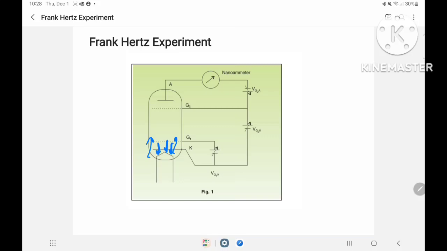This happens more at the tip of the filament because the curvature is very high here, and because of high curvature, the electric field also is very high here at this point. Okay, so more and more electrons are coming out at the tip of the filament. Now these electrons have come out of the filament. Now what happens?